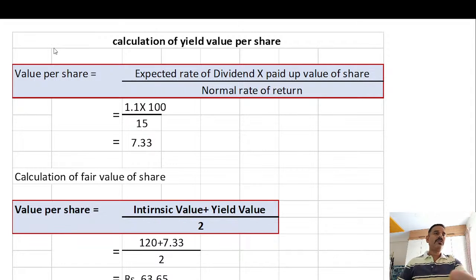Now the calculation of fair value of share: value per share equals intrinsic value plus yield value divided by 2. That is 120, which we calculated in the earlier slide, plus 7.33, divided by 2, that is 63.65, the value per share calculated on the basis of the fair value method. Okay. So this is the 10 marks question. Next, see the next question.